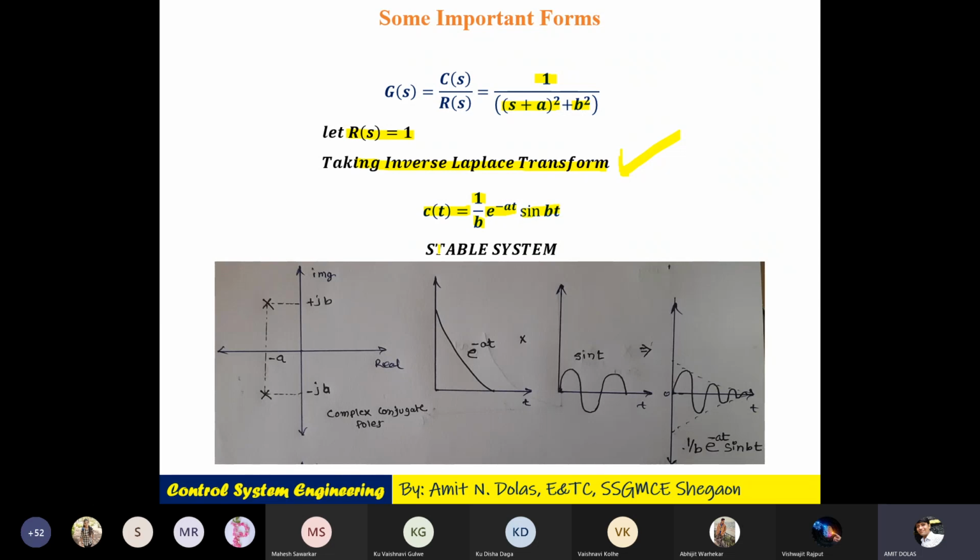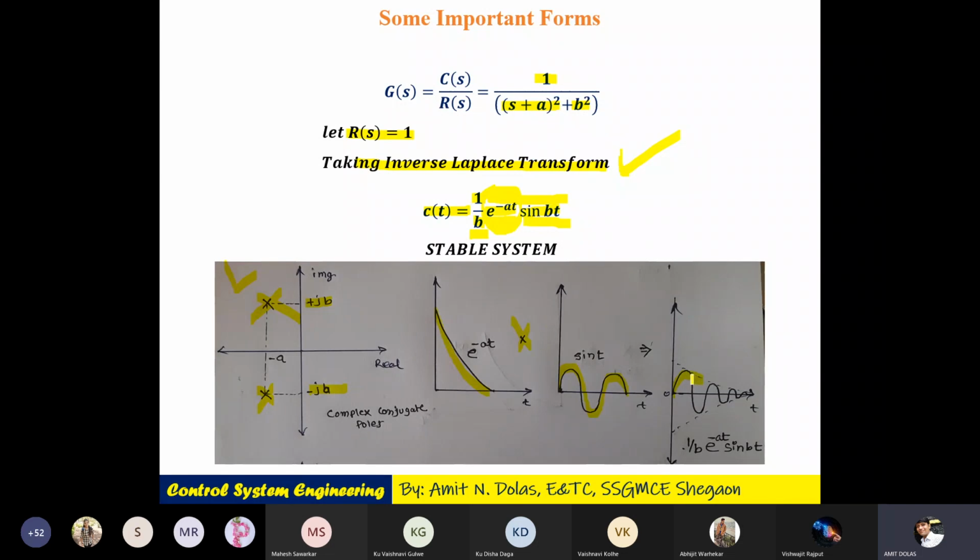bt. Now here there are two signals: one constant, 1 by B, then e raised to power minus at. We know what this signal is, and sine bt. This form, e raised to power minus at into sine bt, means the pole lies in the left hand plane and it is an imaginary pole, so plus jB, minus jB, whatever may be the value. So I have e raised to power minus at multiplied by sine of bt, and after multiplication you will get a signal like this.